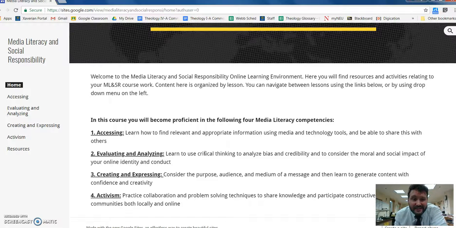The third competency is creating and expressing. Students need to be able to use media to communicate their own messages to the outside world. They'll consider purpose, audience, and the message that is in the content that they are going to create.